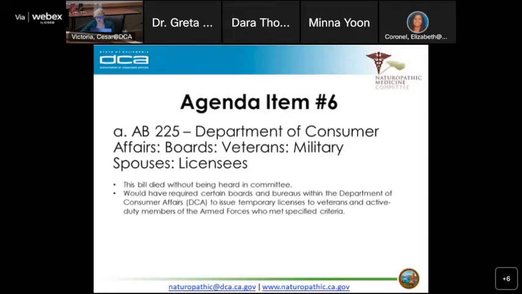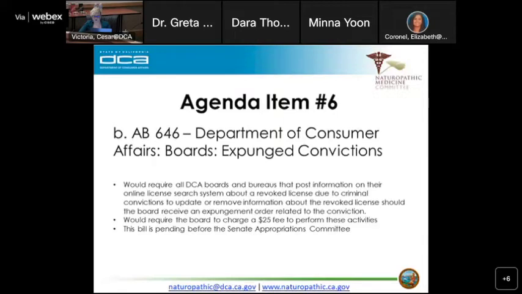But it would have required certain boards and bureaus within the department to issue temporary licenses for veterans and active duty members of the armed forces if they met specified criteria. I'm not sure how much detail you want to go into. Yeah. Next slide. Okay, moving on to AB 646.